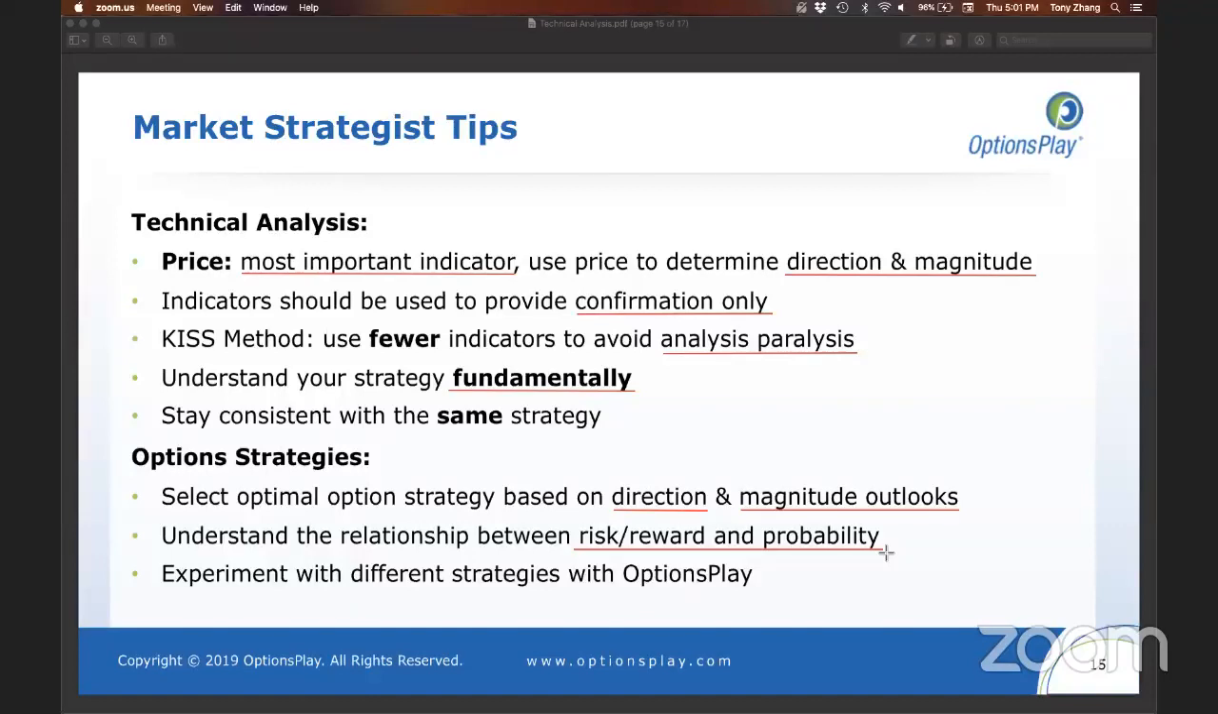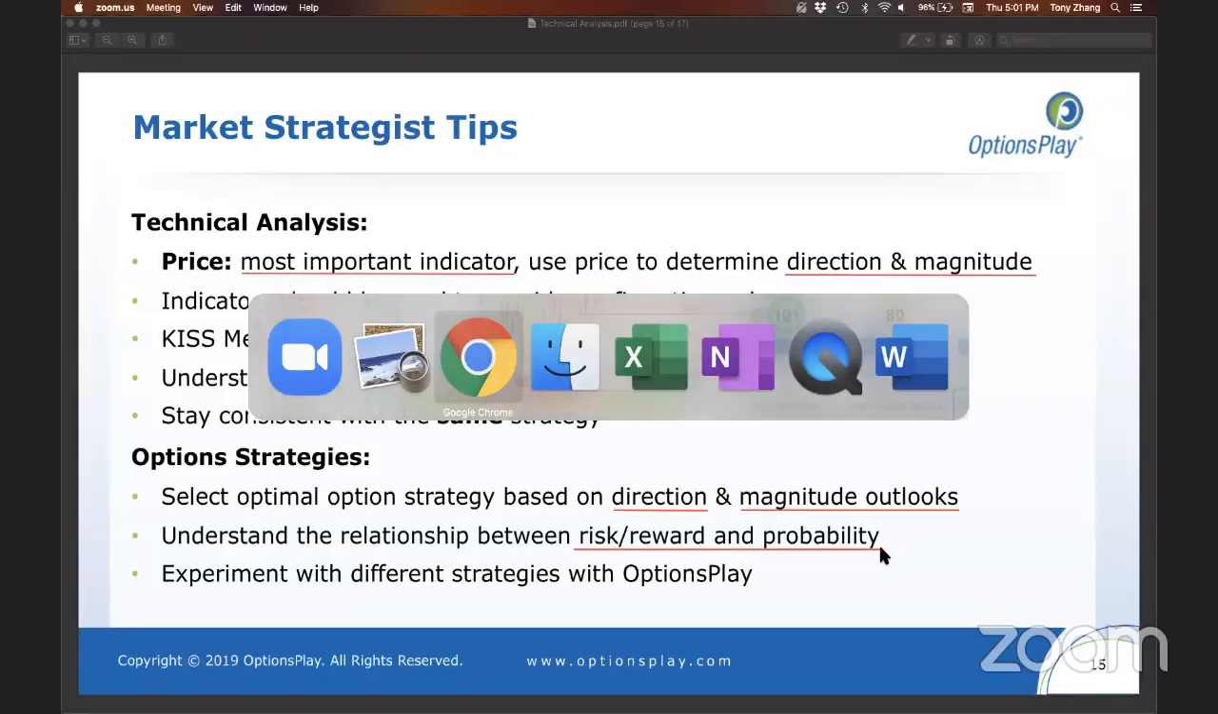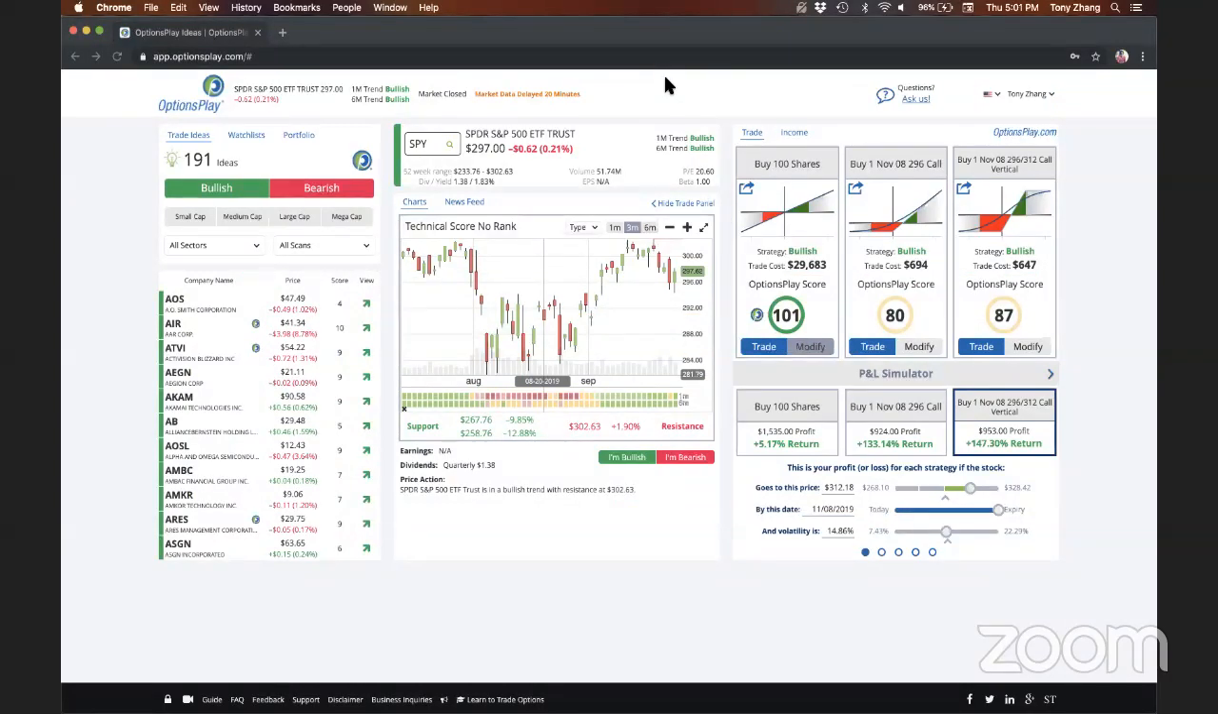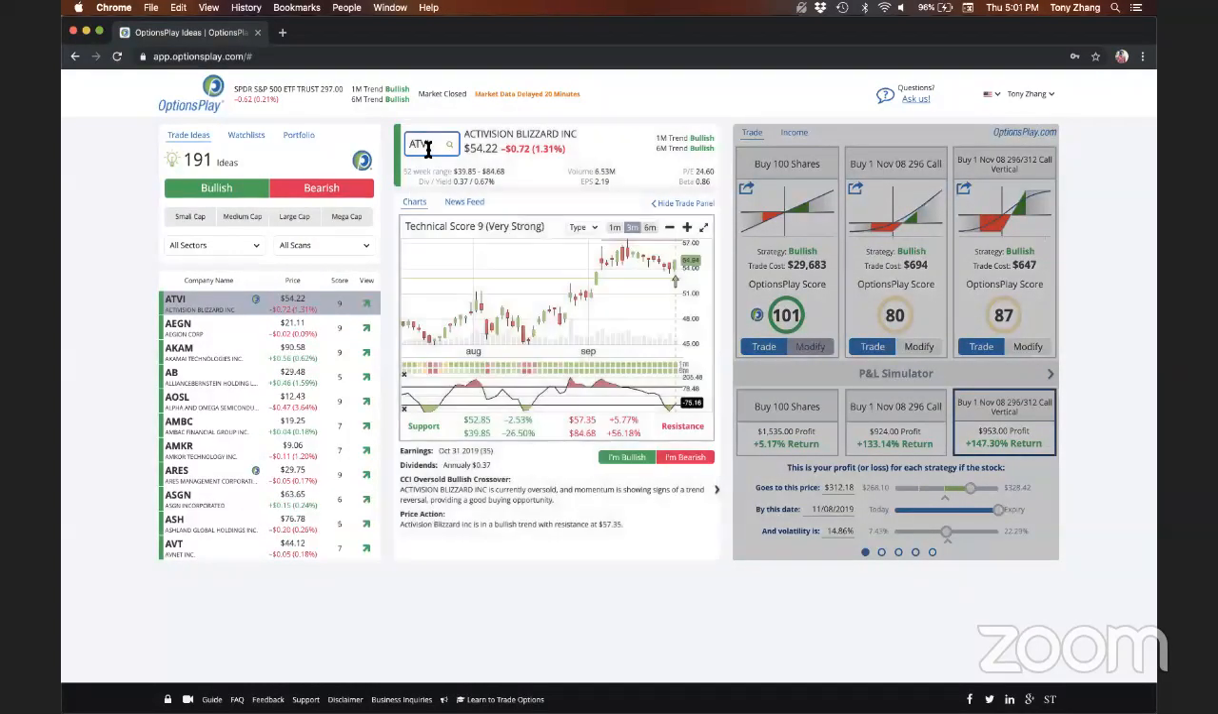And lastly, you can experiment with all of these different strategies using Options Play. I know I spent a lot of time here today looking at technical analysis, and it was really important that I use the slides to help illustrate these types of trades. So with that, what I want to do is spend a few minutes walking you through how to utilize Options Play to actually do the things that I explained to you here today. I want to pull up some trades that we recently provided as part of our daily play.